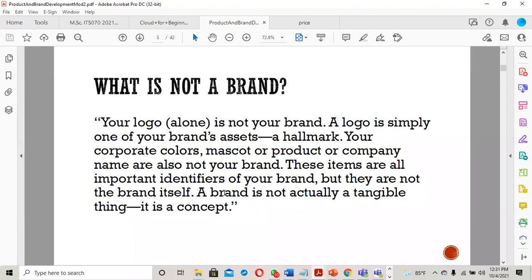So brand is not a tangible thing. Tangible means something that can be touched. That is what it says here. It's a concept. You cannot touch a concept, right? It's something that exists in your mind. Brand is not a tangible thing. It's a concept. It exists in the mind of the customer.